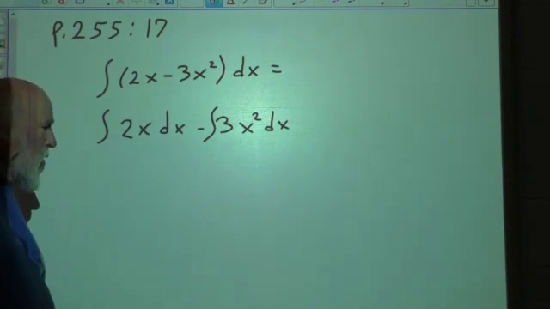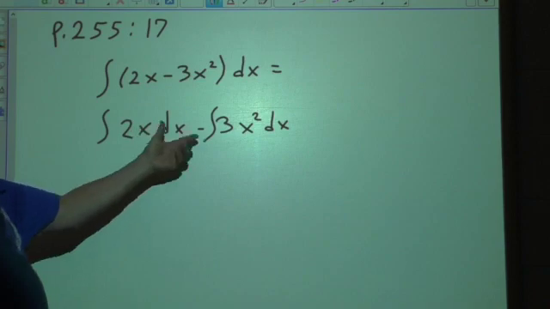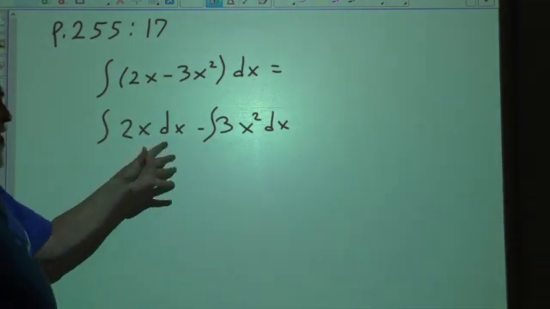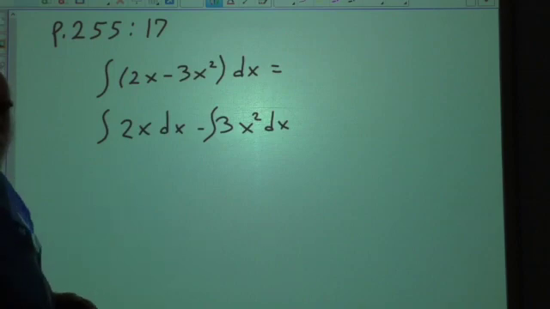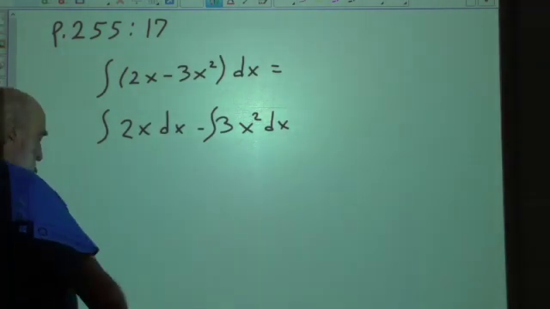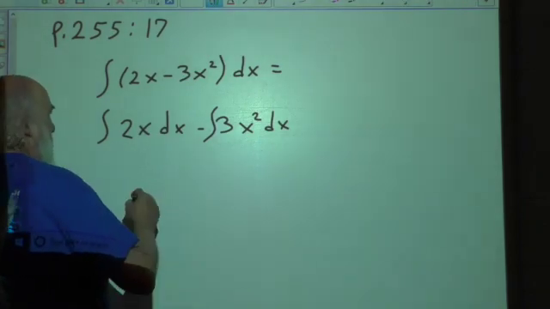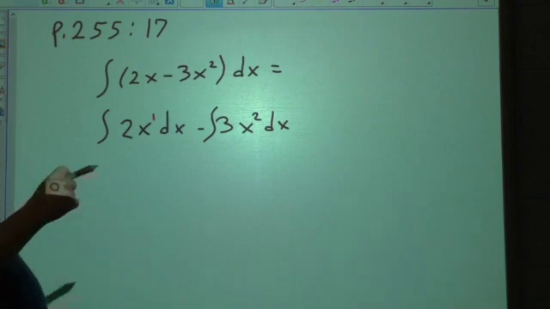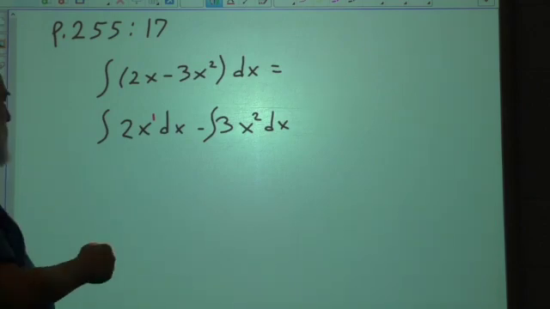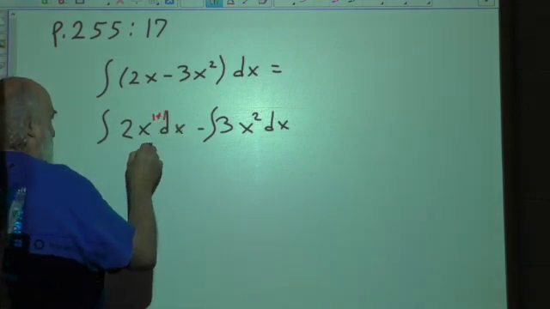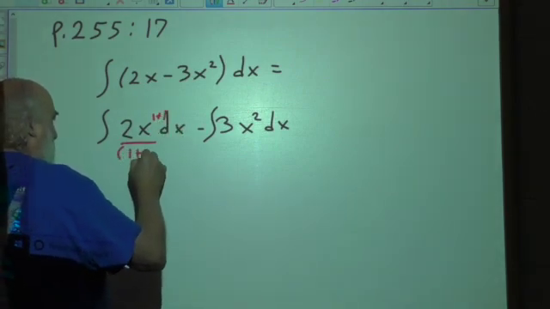Now we can bring the 2 on the outside or the 3 on the outside, or just leave it there. I'm going to leave it there. I'm not going to bring it out. That's just an extra step that really is not necessary, but if you want to do it, that's fine. But the thing to remember here now is that this is a 1, and it was a 2 before it became a 1. So we have to add 1 here and put 1 plus 1 here.